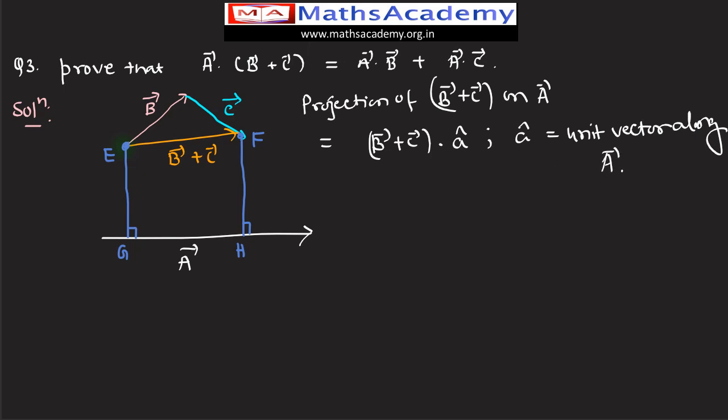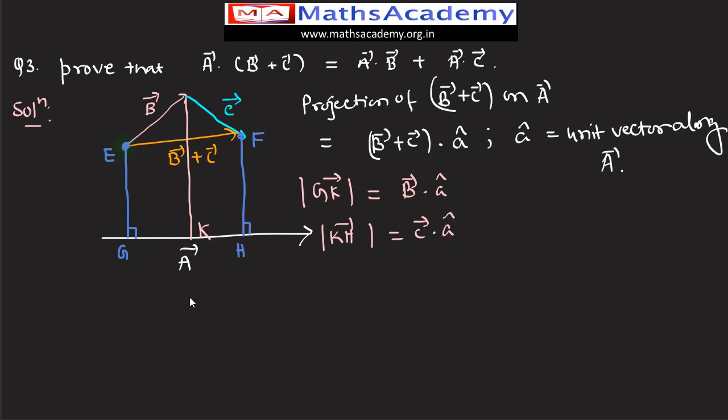Now we consider in this way that if you take the projection of the B vector, it will be GK. So now I am taking GK, this will be the projection of B vector on A vector. So this can be written as B vector dot with A unit vector. Now I am going to take the projection of C vector on A vector, that is KH, which is equal to the C vector dot A cap.